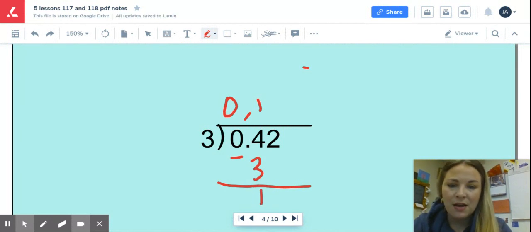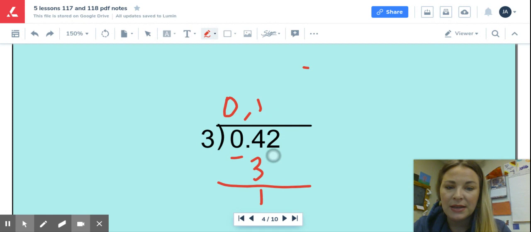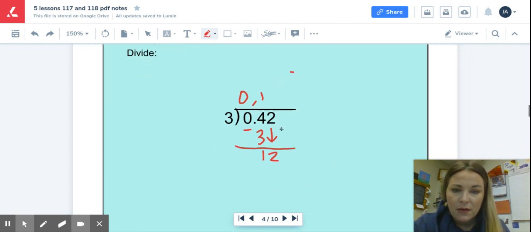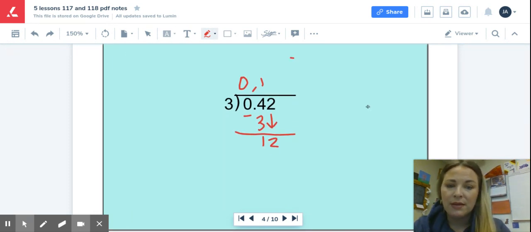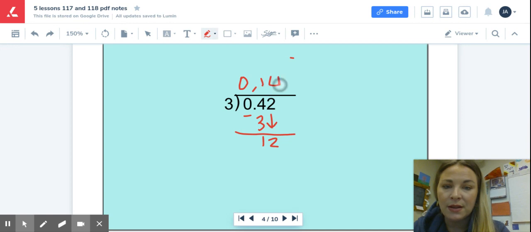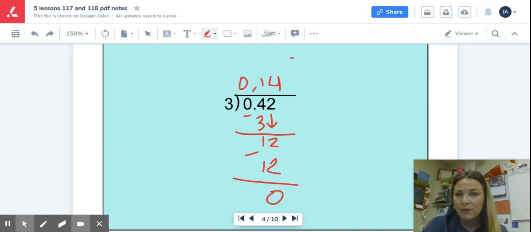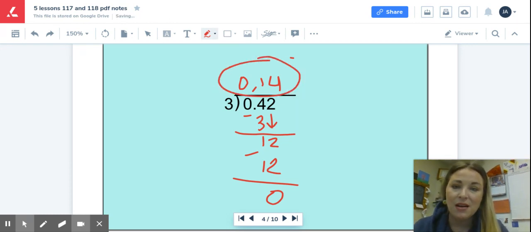We're not at 0 yet. Also, we have a space left to fill here. We need to carry down our 2. Got to zoom back out for some more room here. Can 3 go into 12? Yes. 3 times 4 is 12. Try again. 12 minus 12 is 0. We've reached 0 on the bottom. That means, and we filled all our spaces we need to fill on top, we are done. 14 hundredths.